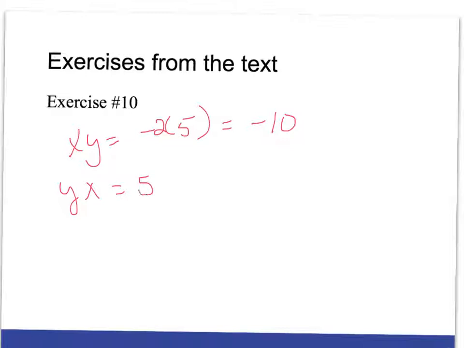Alright, exercise number 10, it says to evaluate xy and yx. So the first time we have xy is going to equal negative 2 times 5. That gives us negative 10. And then yx is going to equal 5 times negative 2, which is still negative 10. So you can write it down both times since it's the two different problems, but you get the same answer.